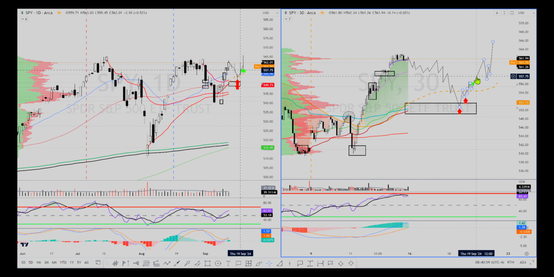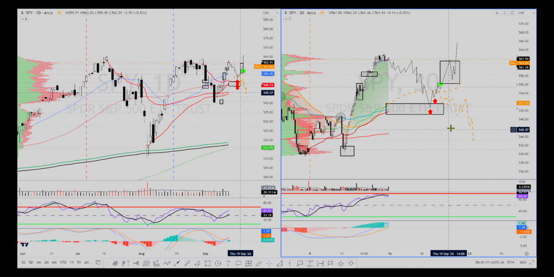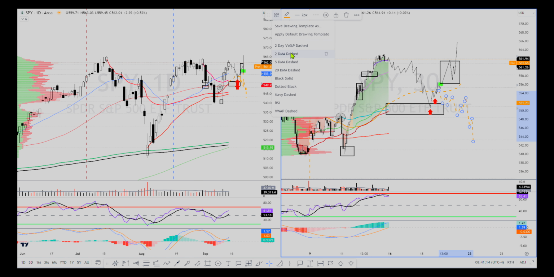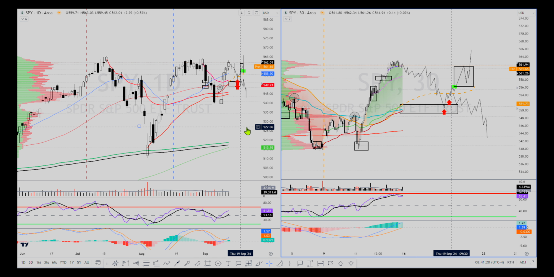Maybe we get a bounce and it doesn't rally and we get trapped under this area, and we'd be looking for something like this, breaking below 550 and then coming down back into this 542 area. So that is a potential scenario I'll be watching for the next couple of days to see what we get.